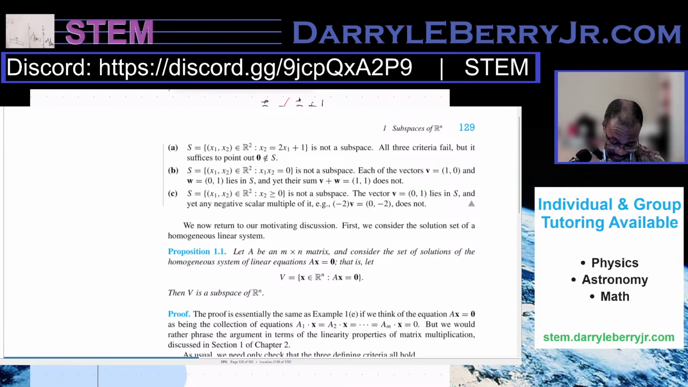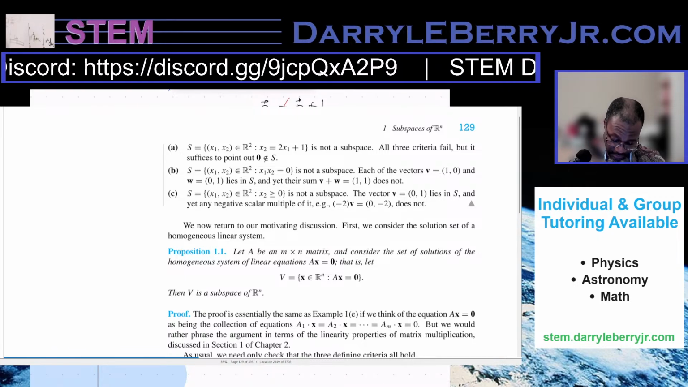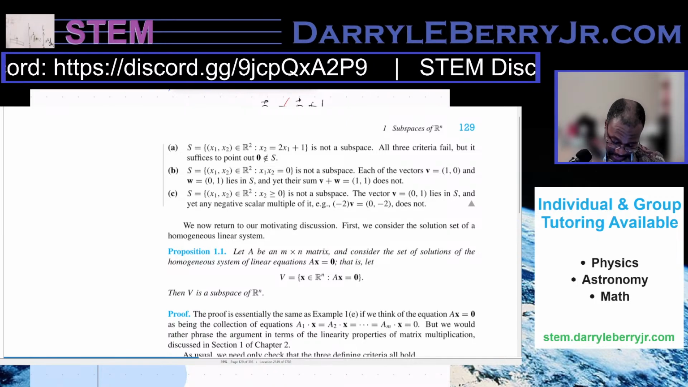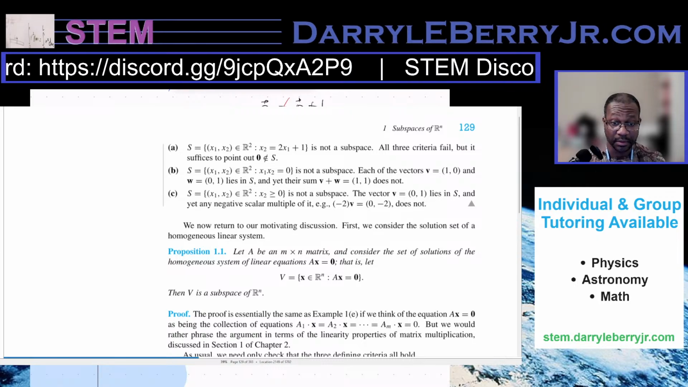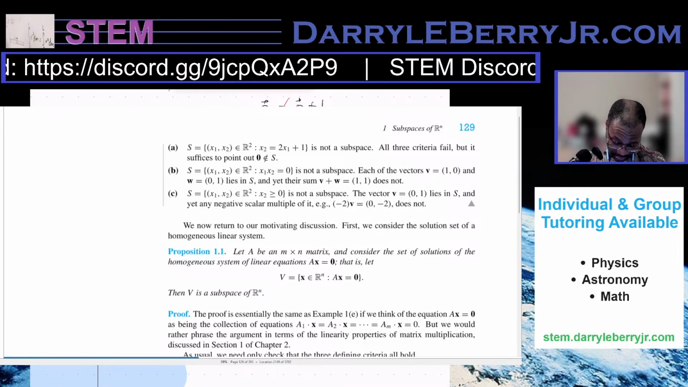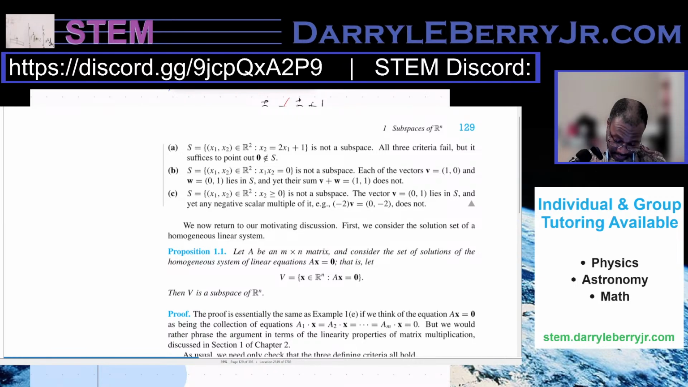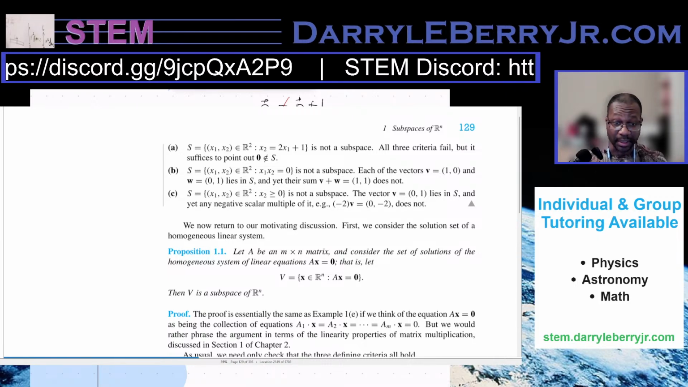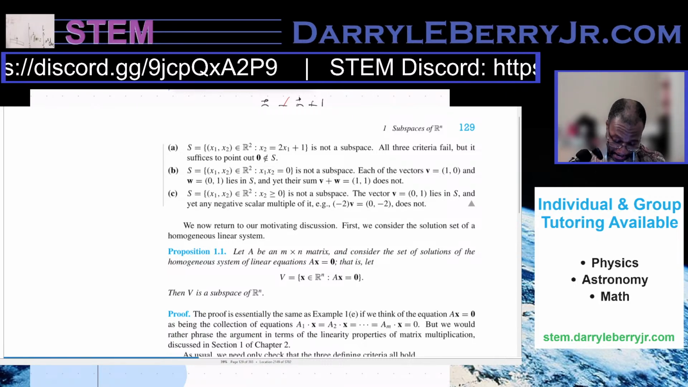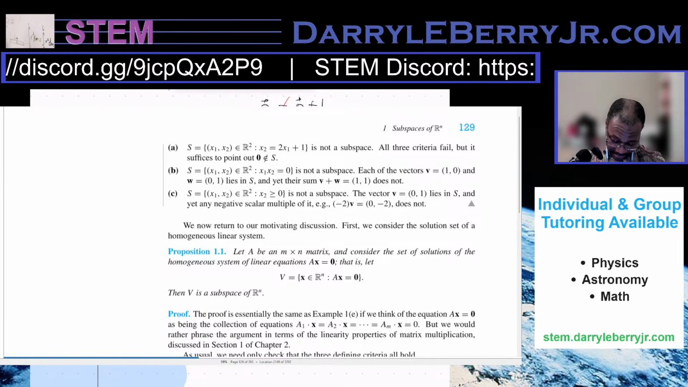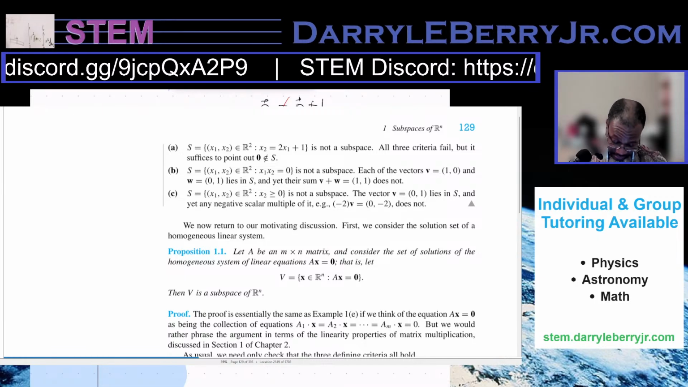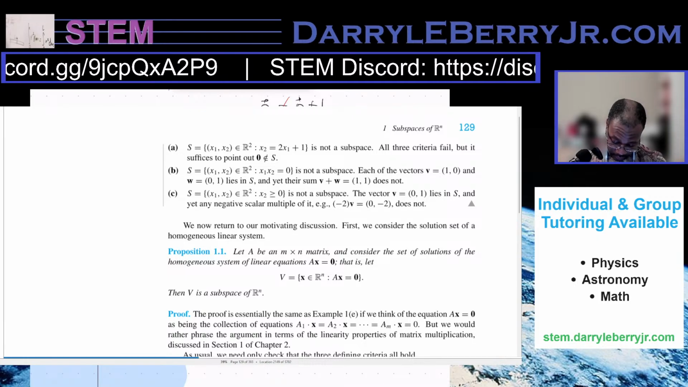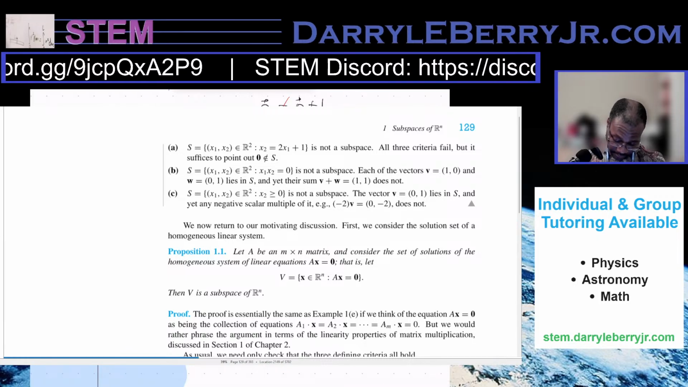So if v equals 1, 0, x1 times x2 equals 0 equals 1 times 0. And w equals 0, 1. x1 times x2 equals 0 times 1, which equals 0. But v plus w equals 1, 0 plus 0, 1, which equals 1, 1, which equals not 0, 0.